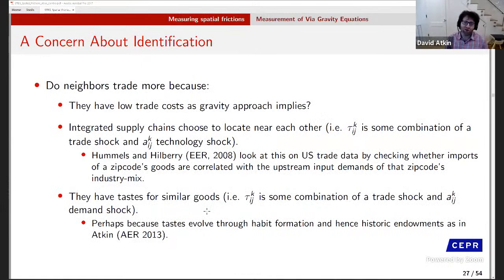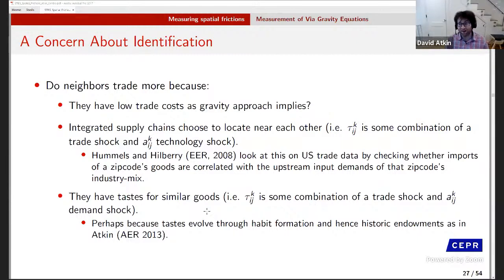Okay, so before moving on to inferring trade costs from price gaps, there's a big issue here with identification. This gravity approach assumes that the reason we don't trade with each other so much, say, the reason why a country trades a lot more with its neighbor than with a country 500 miles away, is because of trade costs. But there may be other reasons why those two countries trade more with each other. And the two obvious ones, which are ruled out by the inverse gravity approach we just talked about, is, one, that integrated supply chains are choosing to locate near each other.